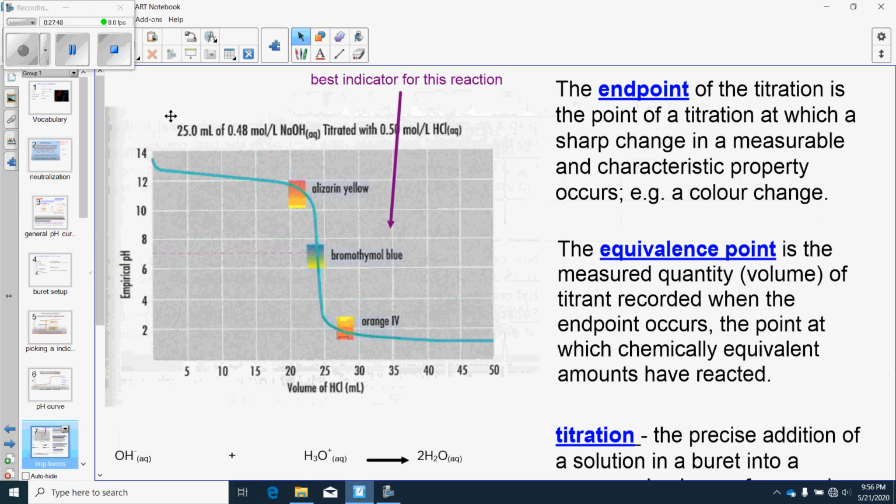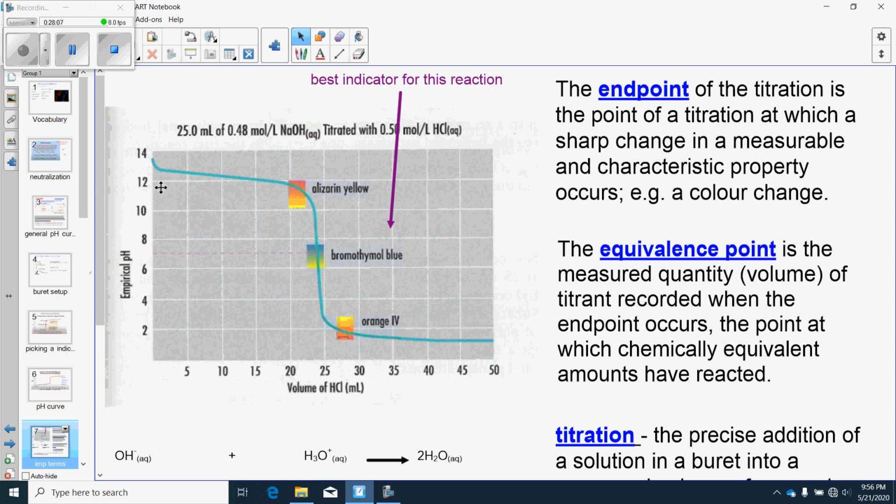Okay, I'm getting close to my 30-minute mark, so I'm just going to review a couple terms with you. I was hoping to get both pH curves and polyprotic acids done. Not going to happen, so first video is on pH curves, second video will be on polyprotic acids and bases.